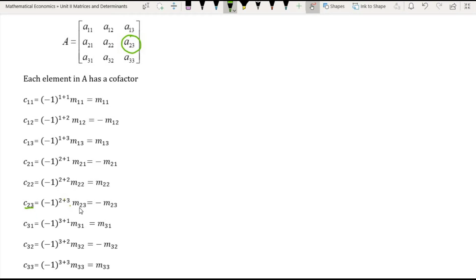The cofactor of the element A23, denoted by C23, is equal to -1 to the power 2 plus 3 times the minor of the element A23. Element A23 is present in the second row and third column.